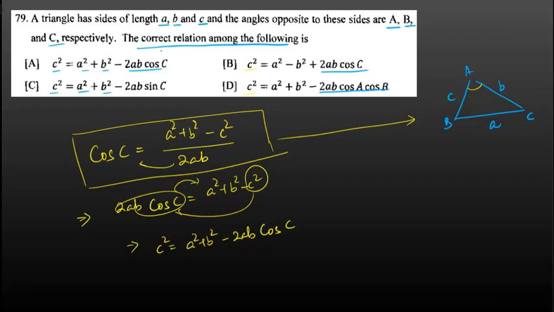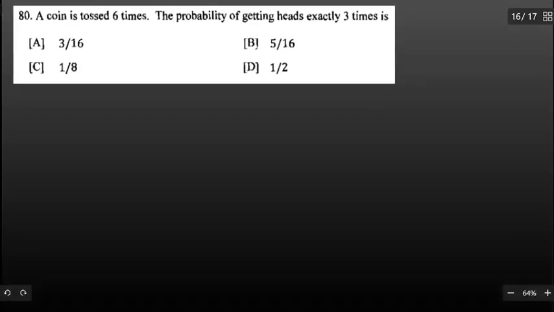So which option satisfies this? a square plus b square minus 2ab cos C. Option number A. So option number A is the correct answer. Let's look at the next question.